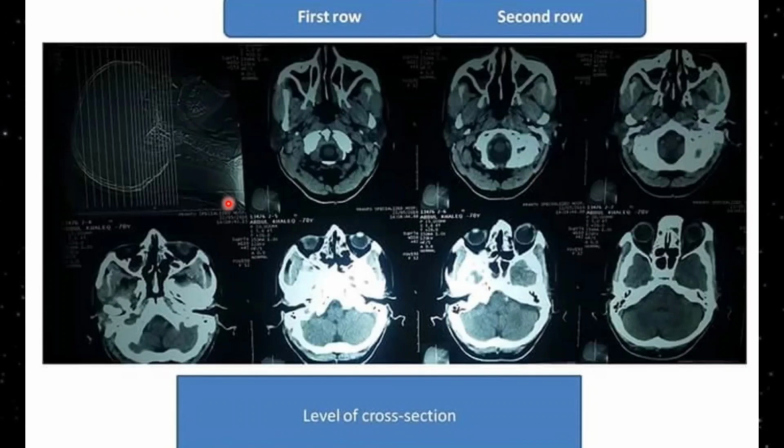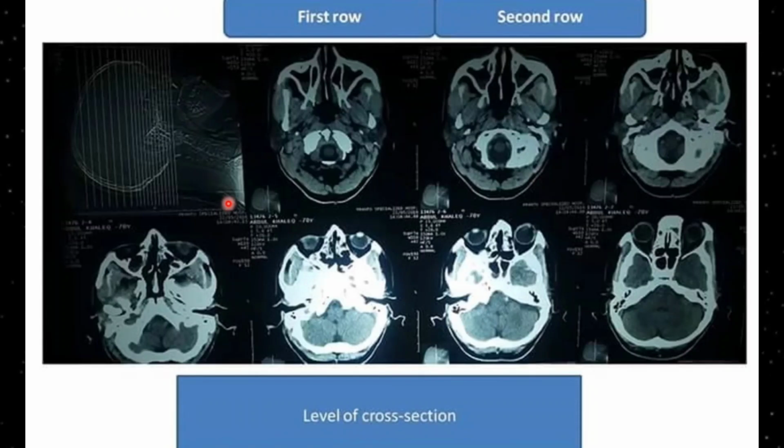At the base of the skull, slices are usually thin, and for the rest of the brain the slices are comparatively thicker. On the very first image you can appreciate C1 and the dens of C2. The maxillary sinuses are visible, and the postnasal space and the nasopharynx are visible.